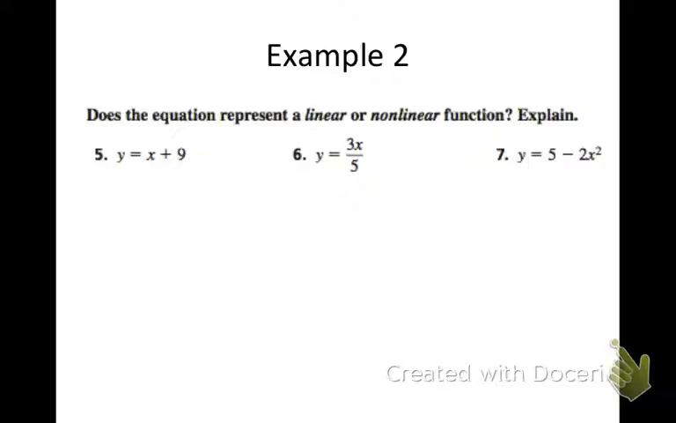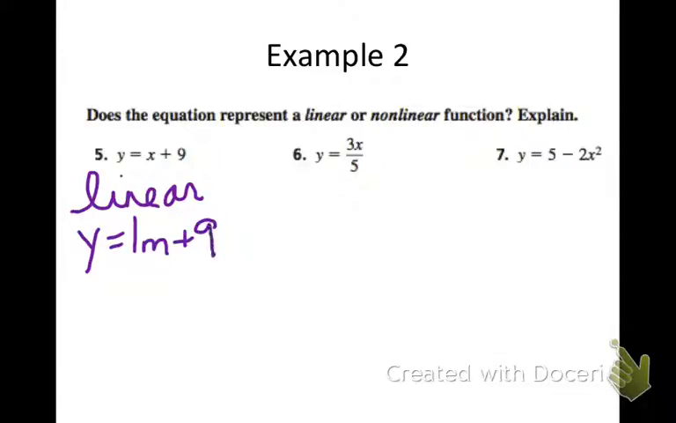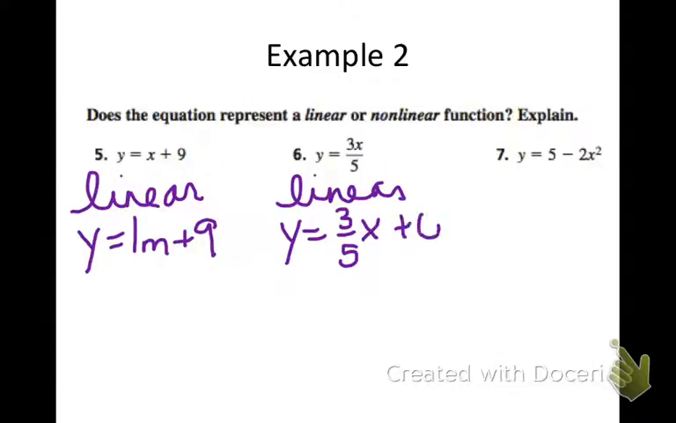Does the equation represent a linear or nonlinear function? And explain. Well, remember, if it is a linear function, it can be written in slope-intercept form. So 5, you can see, is already in slope-intercept form, so we would say that is linear. The slope is equal to 1, and the y-intercept is 9. Looking at 6, we can see that it is linear because the rate of change is 3/5. m is represented by the rate of change, and the y-intercept is 0.